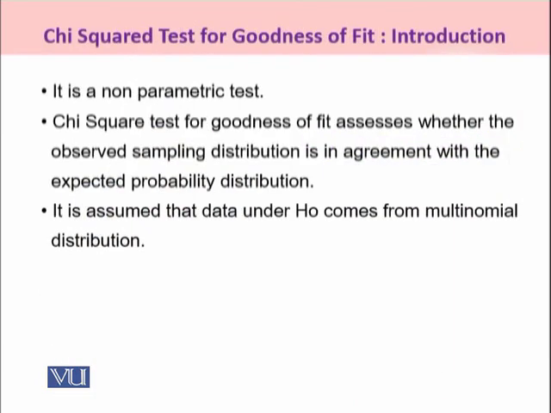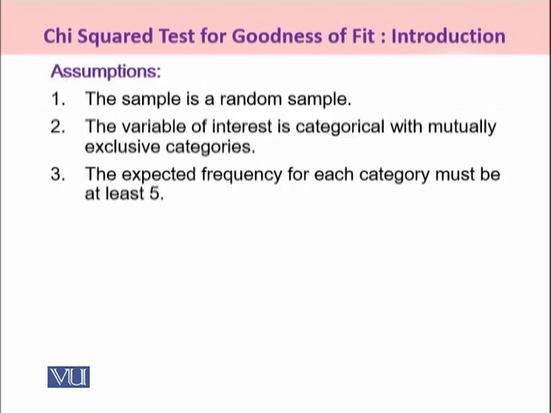So students, basically this test is a non-parametric test. Chi-square test for goodness of fit would assess whether the observed sampling distribution is in close agreement with the expected probability function. It assumes that the data under H0 comes from the multinomial distribution. So there are certain assumptions that we need to test before applying this chi-square test for goodness of fit.